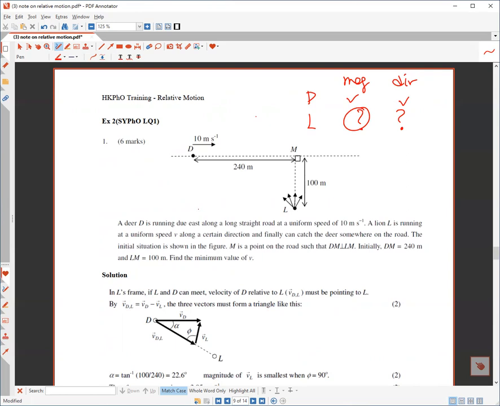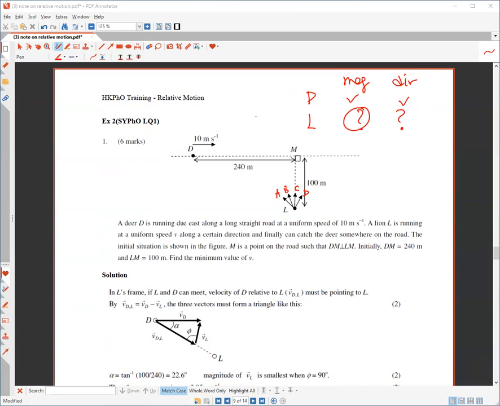First of all, there are four arrows right here. Let me label them as A, B, C, and D. Let you think about it. The lion wants to be lazy, it doesn't want to chase the deer at a high speed. So in which direction should the lion move? You choose the answer: A, B, C, or D.